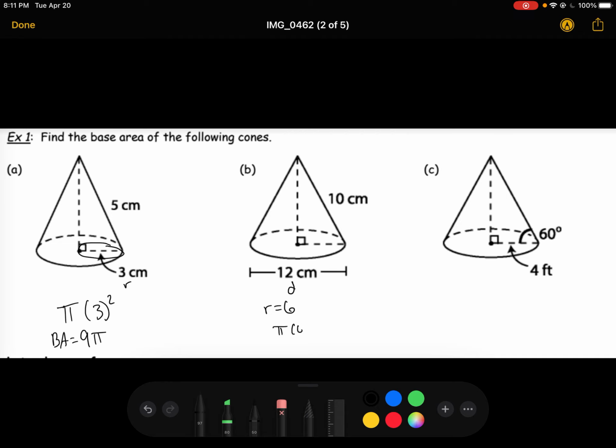Keep going with our next one. All the way across here is 12, so that's our diameter. To find the radius, we divide 12 by 2 to get 6. So here, pi times 6 squared is going to get us 36 pi centimeters squared for that base area. For our next one, luckily we do have the radius. So once more we can do pi times that radius of 4 squared, and that'll get us 16 pi feet squared as our base area.